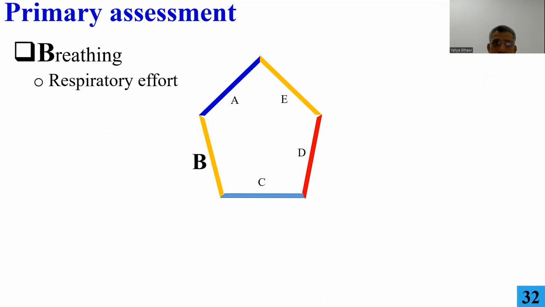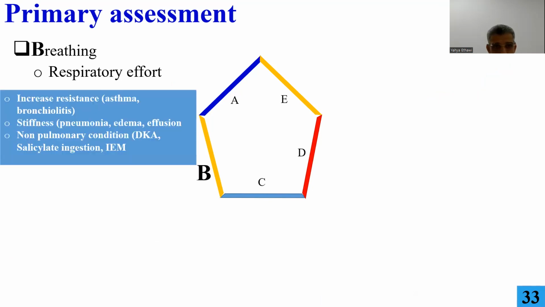The second component of breathing after the respiratory rate is respiratory effort. When does respiratory effort increase? When there is increased resistance, such as asthma or bronchiolitis. And do asthma and bronchiolitis affect the upper airway or lower airway?